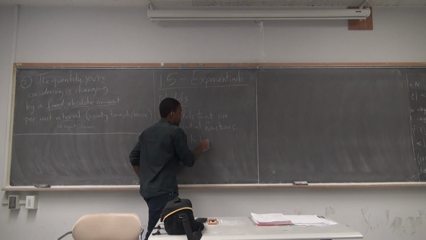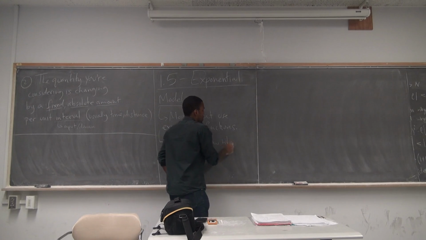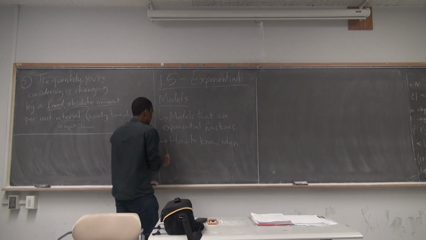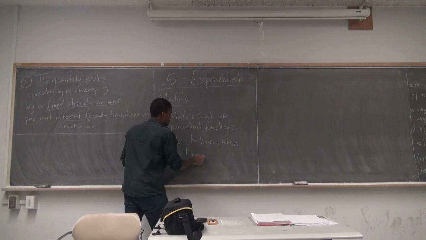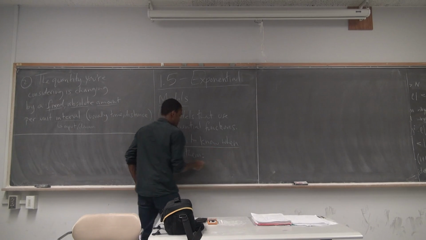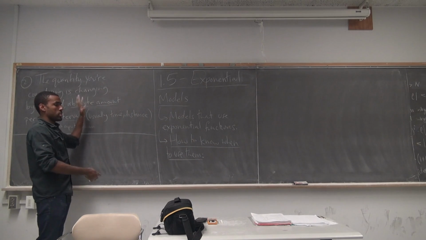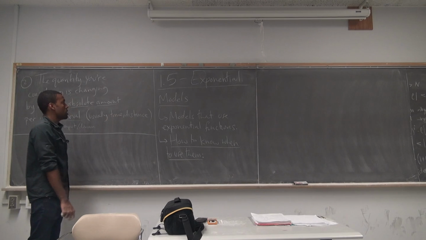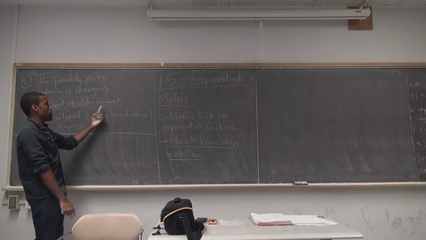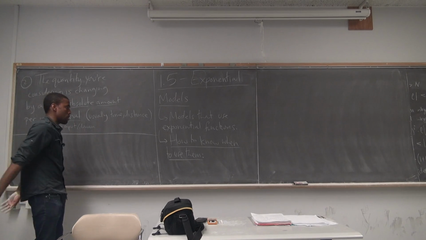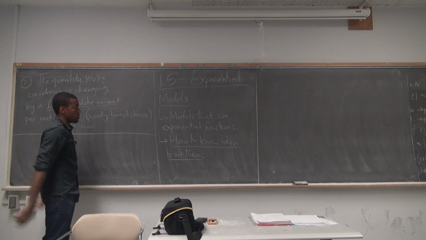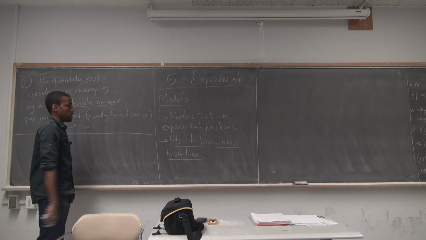How to know when to use them. So remember, just like with linear models, there's a specific reason why I would set something up as a linear function. When things are changed by a fixed absolute amount, I'm always adding $2, or I'm always moving 10 miles, or I'm always doing the same constant amount of things.